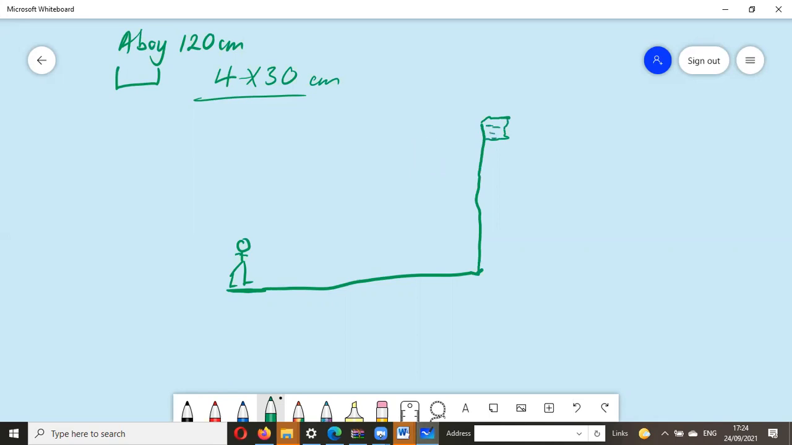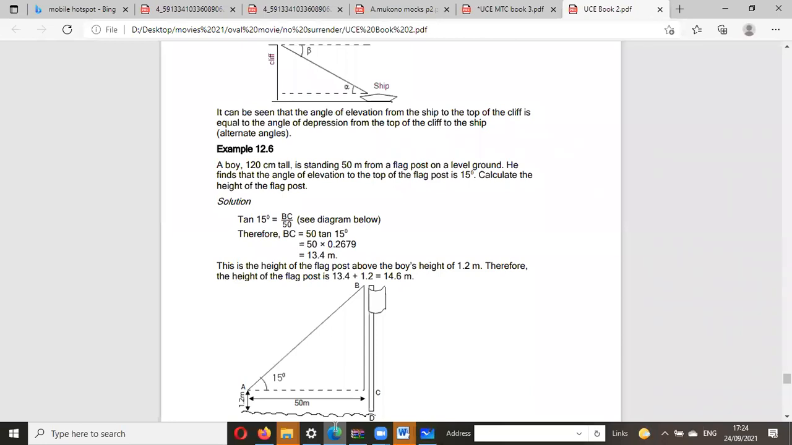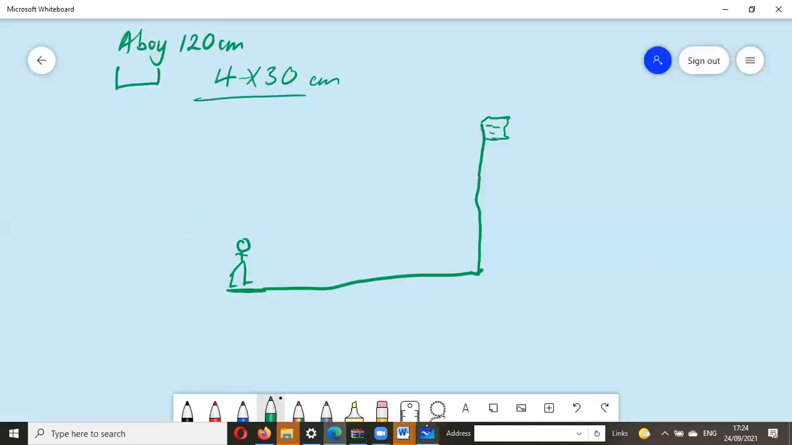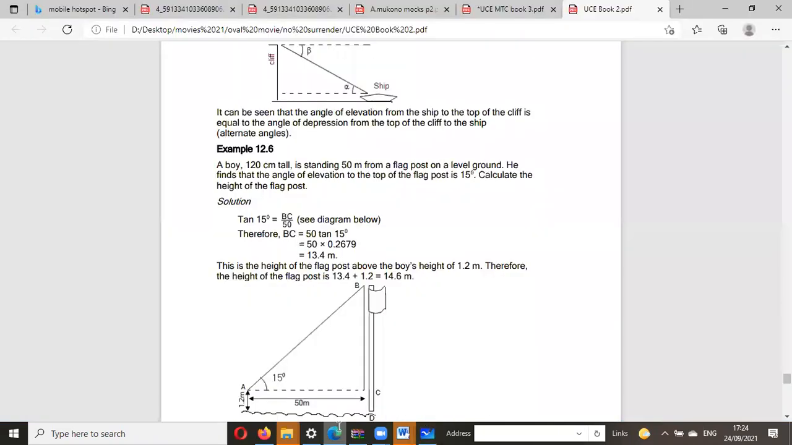Then they're telling us he is standing 50 meters from the flag post. That means from here to here is 50 meters. But the boy is 120 centimeters. Then they're telling us, calculate the height of the flag post. If his elevation at the top is 15 degrees, that means we shall come and say from here now.